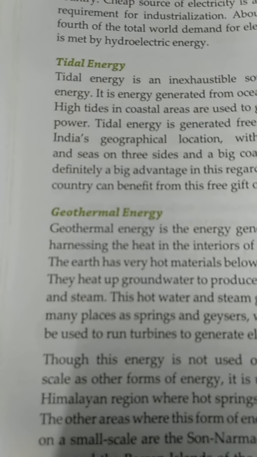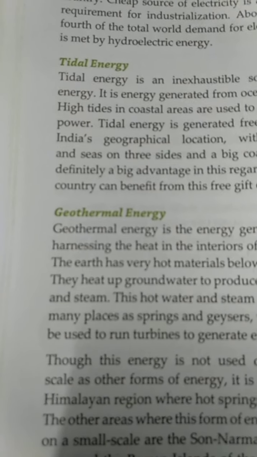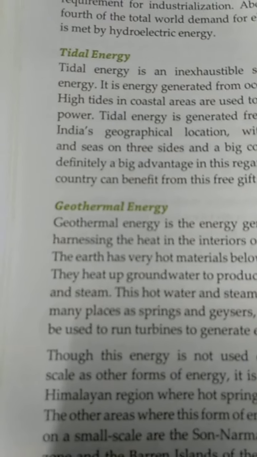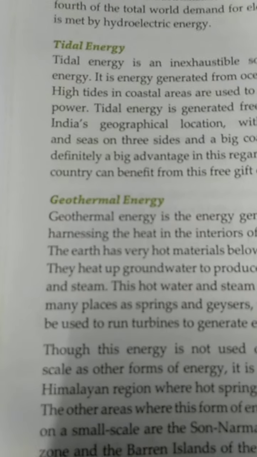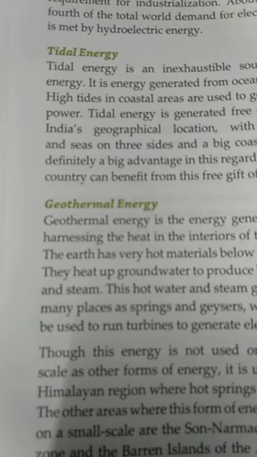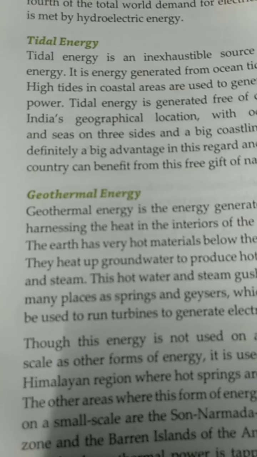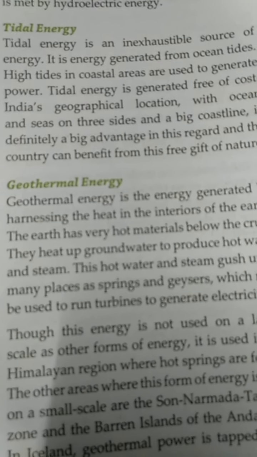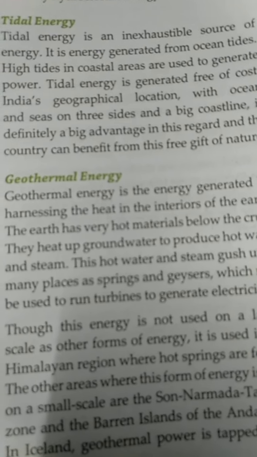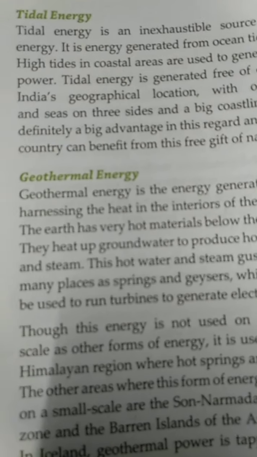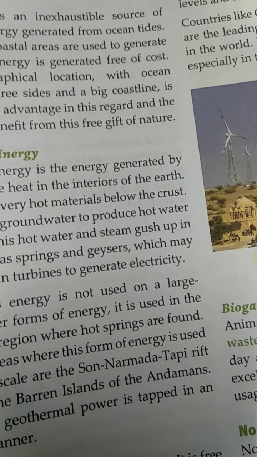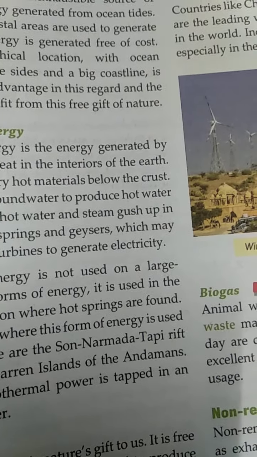The earth's materials below the crust are very hot. The underground water it produces and the steam come out as springs. This steam gushes up from places where there are cracks, and they are known as geysers, which may be used to run turbines to generate electricity. Such hot water springs, not gushing, we can find in some places of Rajgir. People go there to have a hot water bath from the springs that come out from under the crust.